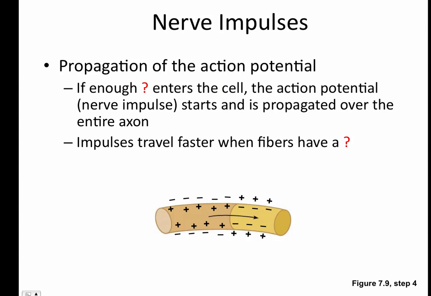Now what do we have? Before our next step, we're going to have the propagation of this action potential. And that's only if enough, what ion again? Sodium enters the cell. That action potential, which we also know as a nerve impulse, is going to start propagating over the entire axon. So it's going to go from your cell body towards your axon terminal. Now these impulses will travel faster when the fibers have a myelin sheath.